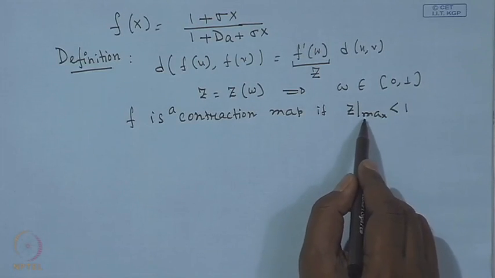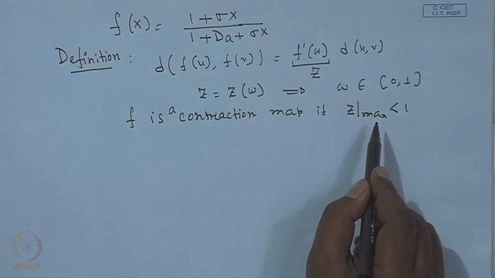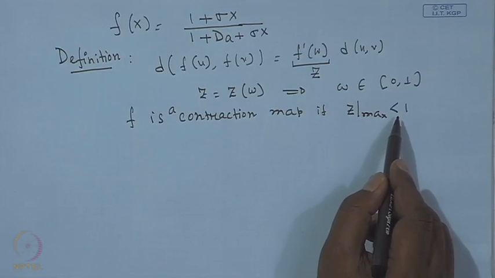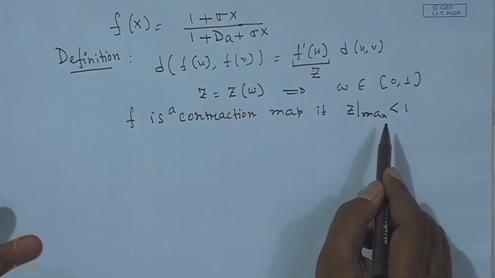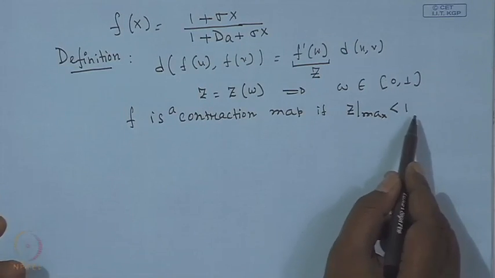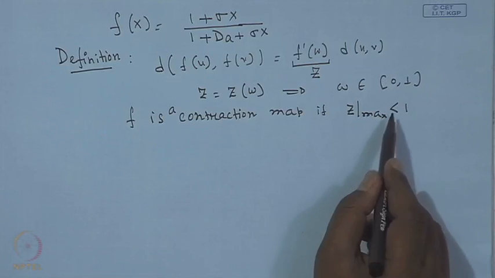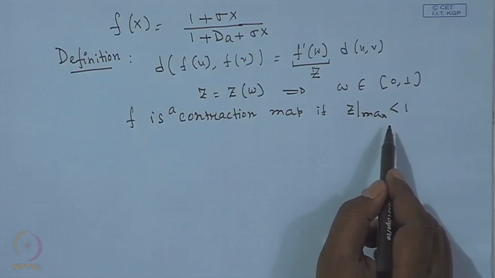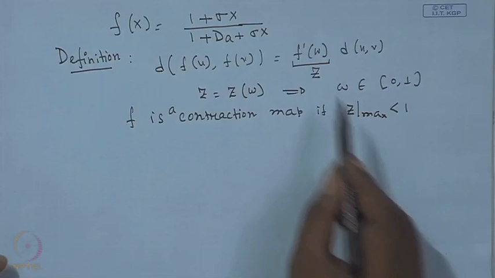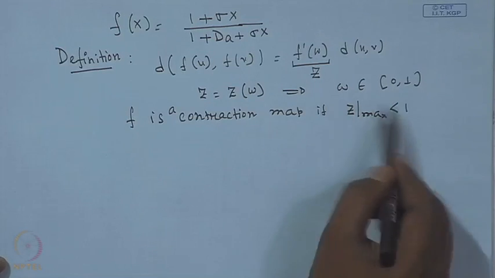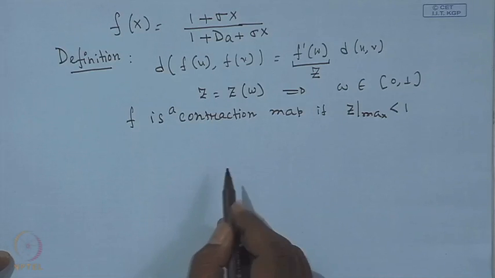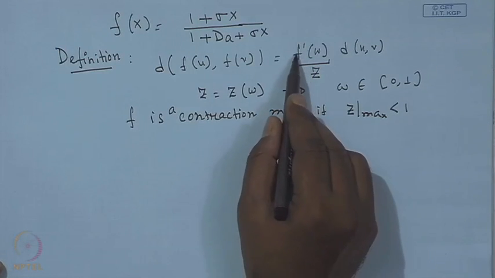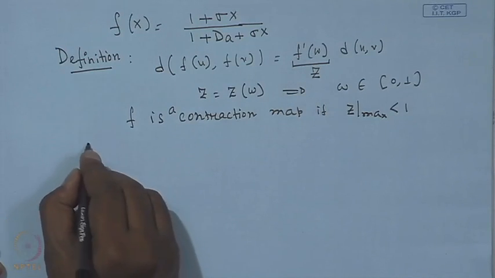Since we are assuming the maximum value of z is less than 1, that means any value of z below the maximum value will also be less than 1. So, the condition z max less than 1 ensures that any value of z will be a fraction less than 1, and this f will be a contraction map. So, that is the idea. Therefore, we first evaluate f prime x.